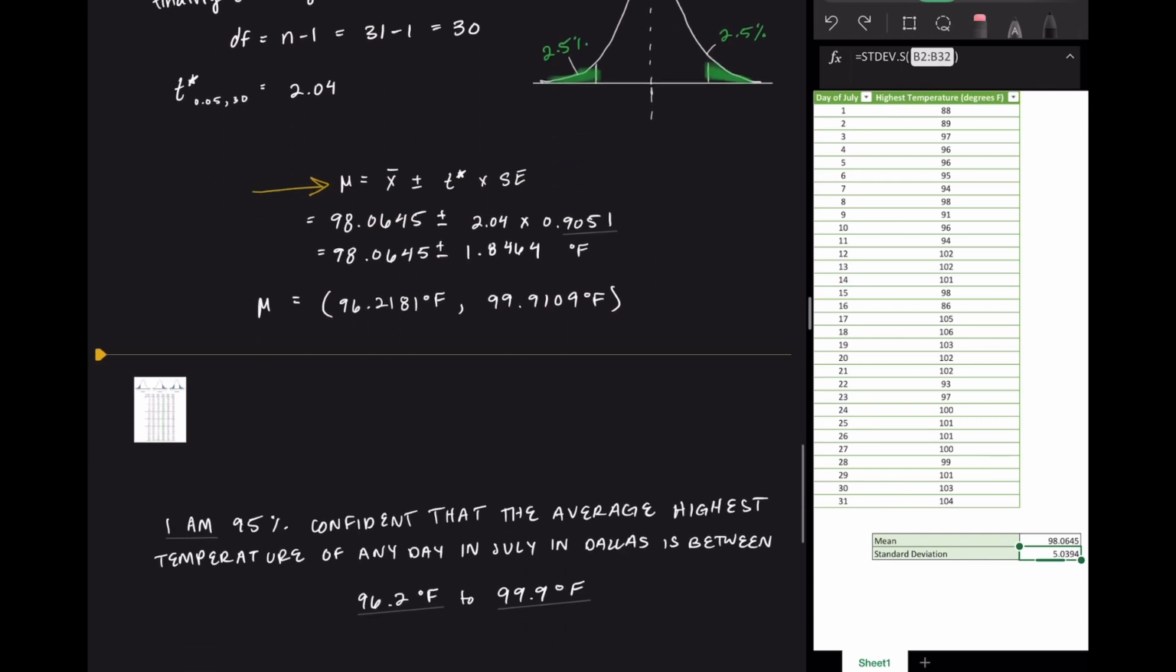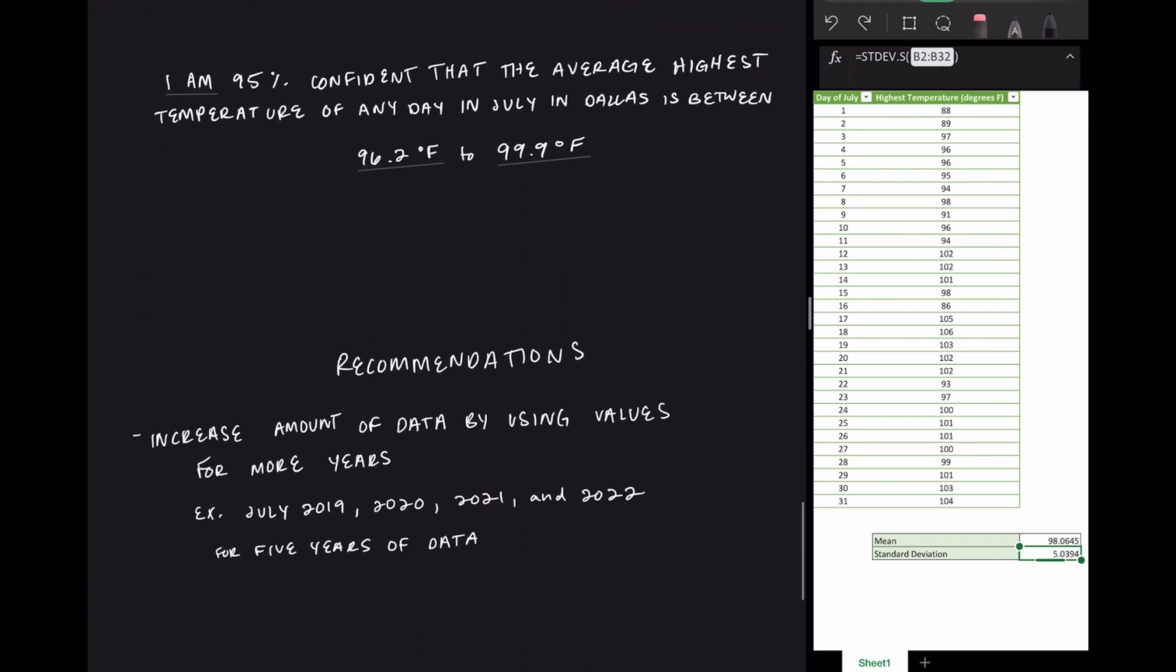This basically says that we are 95% confident that the average highest temperature of any given day in July in Dallas will be between 96.2 to 99.9 degrees Fahrenheit. To improve this project in the future, I would use 5 years of data instead of just 1 year.